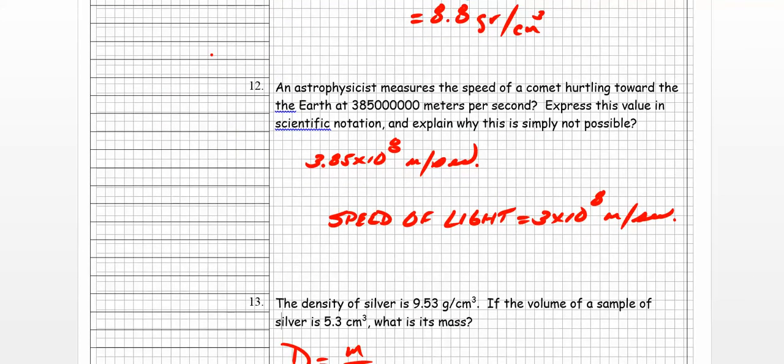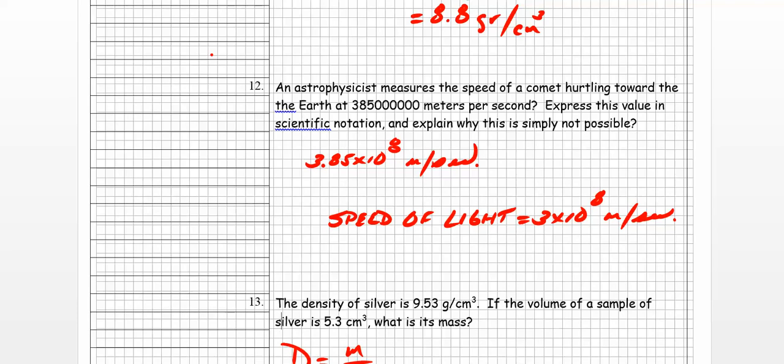Number 12 says, an astrophysicist measures the speed of a comet hurtling toward the Earth at this number of meters per second. 3, 8, 5, and then there's 1, 2, 3, 4, 5, 6. Let me count those again. 1, 2, 3, 4, 5, 6. Yep, that's the number of zeros after the 3, 8, 5, right? So that's certainly moving very fast. It says express this value in scientific notation and explain why this is simply not possible.